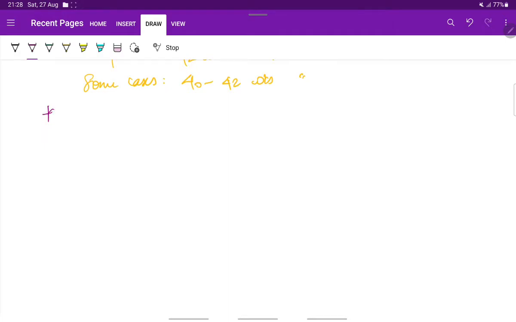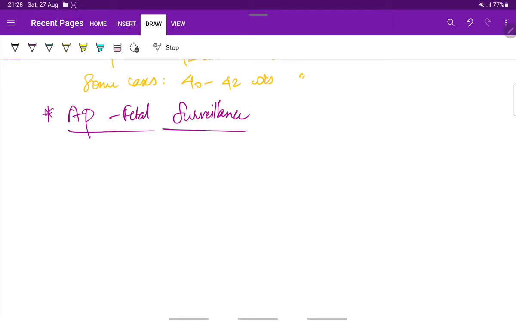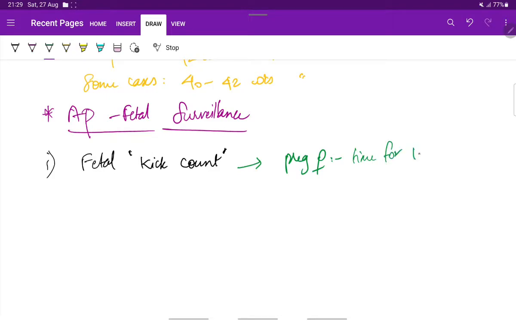Now coming to the antepartum fetal surveillance. There are many methods for antepartum fetal surveillance, some of which are monitoring the fetal kick count. Some of the ways for counting the fetal movements include the pregnant woman being asked to count and record the time taken to perceive 10 fetal movements and note it down. If even after 12 hours she is not able to perceive 10 fetal movements, it is considered to be abnormal.